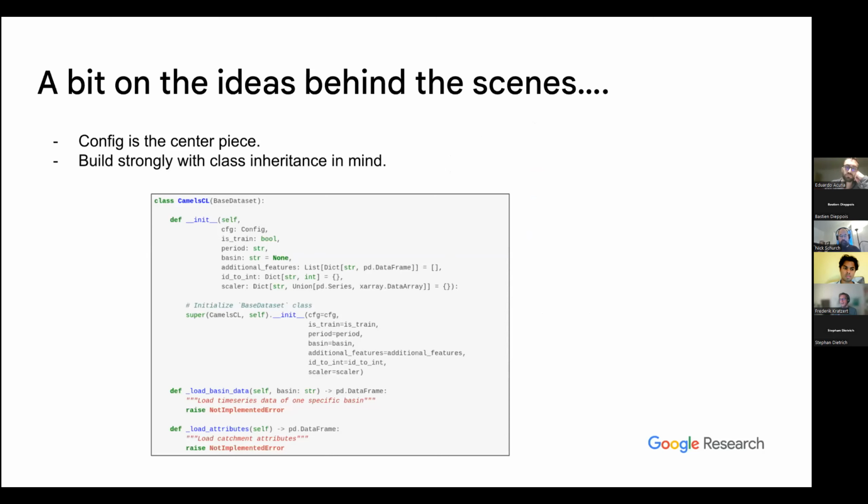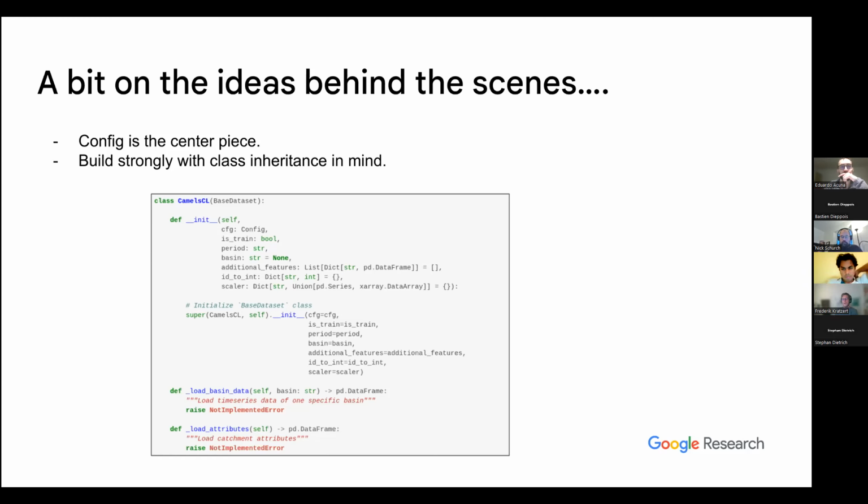And then a very key central piece of this library is that Python is an object-oriented programming language, and we build very strongly on this paradigm and have a very strong class inheritance in all of this. And what this means for you is that if you want to add support for a new data set, for example, you have your new data set for basins in Germany, for which we currently don't have support for any public data set there.